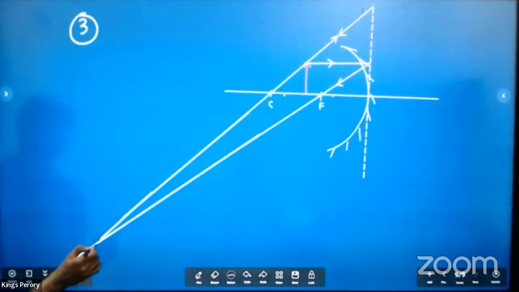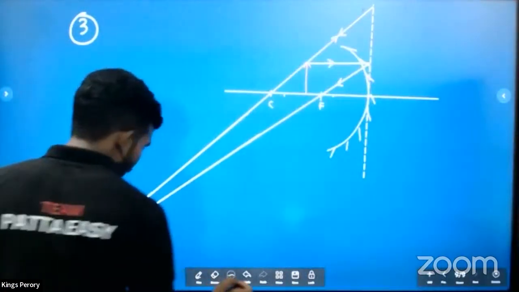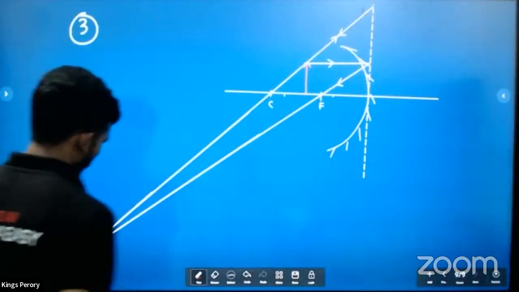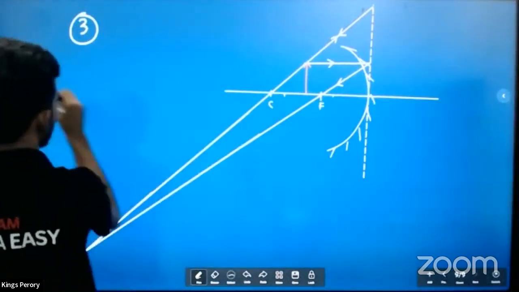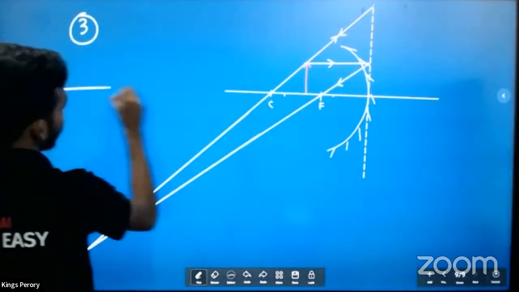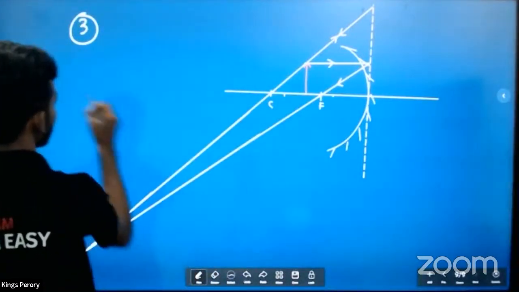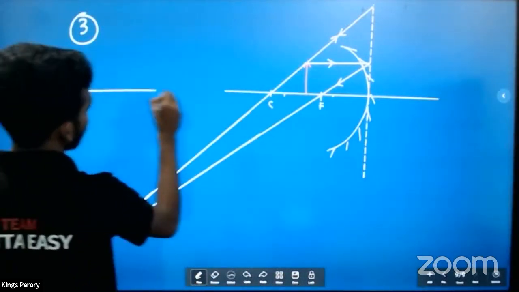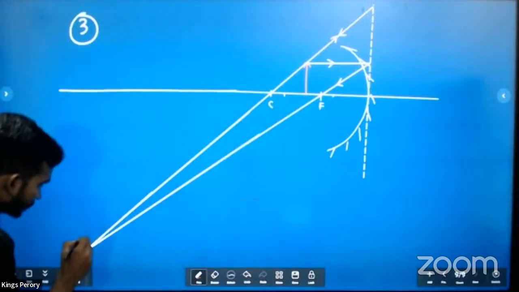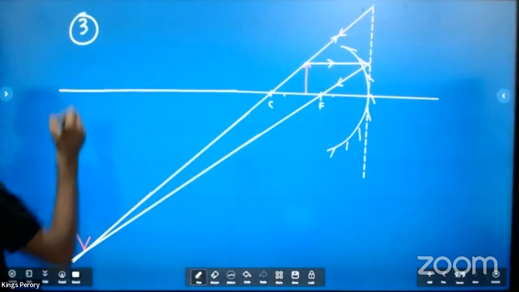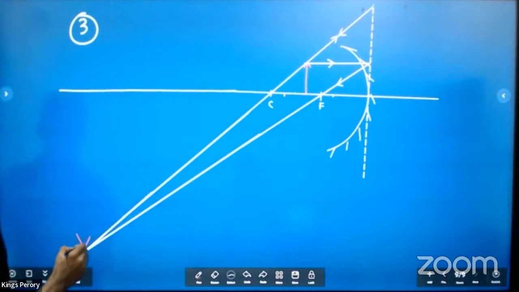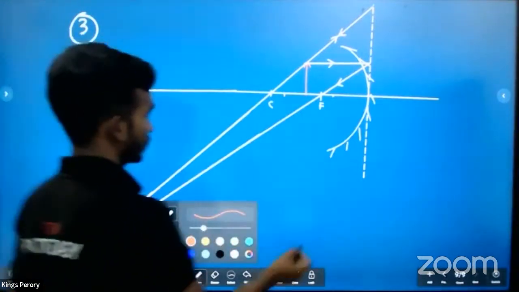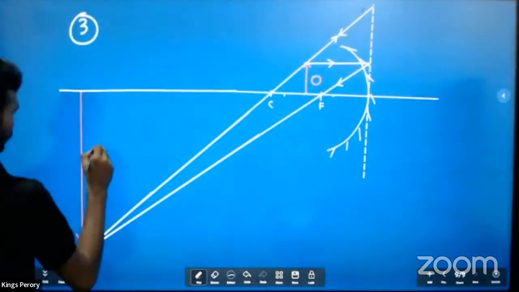Somewhere here they are meeting. There you go. They are meeting. So that is going to be your head. I'll extend the principal axis also. That will be your head. Foot is however here. Now draw the image. That's your object. That's your image.